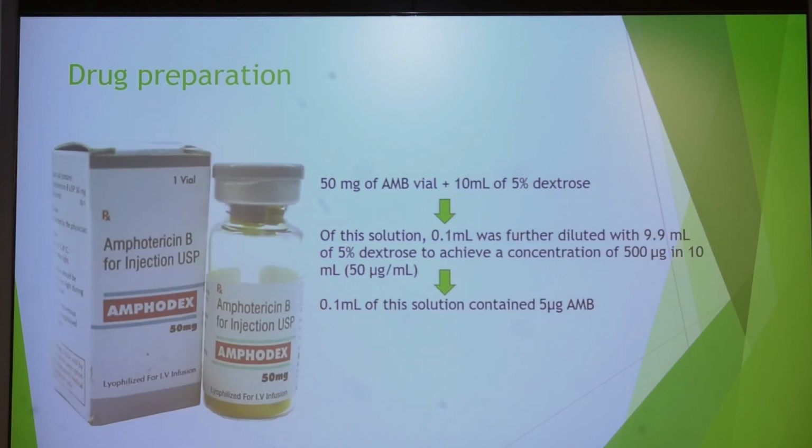Amphotericin B comes in a vial of 50 milligram. Take the 50 milligram vial, add 10 ml of 5% dextrose to it, then take 0.1 ml of the resultant solution and add 9.9 ml of 5% dextrose, and the solution is ready with a concentration of 5 microgram per 0.1 ml. There are various preparations now available for natamycin also, in the form of Natasol, though I have limited experience, so I have not talked much about it.